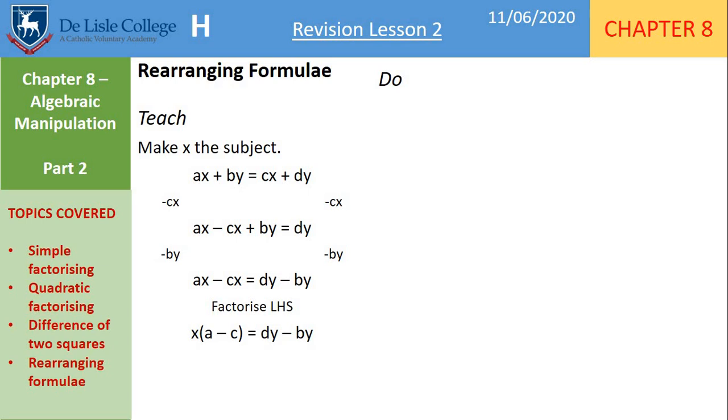And then the final step, we're going to divide by that bracket. So we will have x equals dy take away by over a take away c. And we have made x the subject. So that's fairly tricky. You want to make sure you show all your steps of working to make sure you're consistent and accurate.